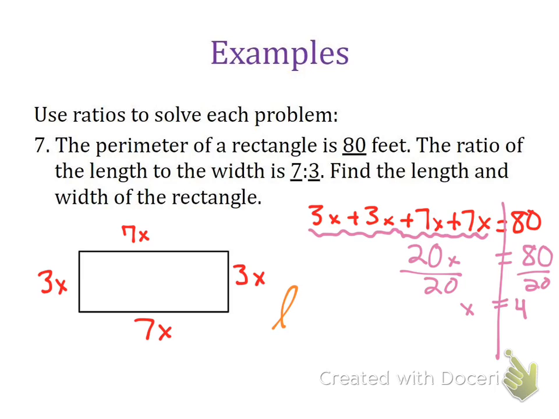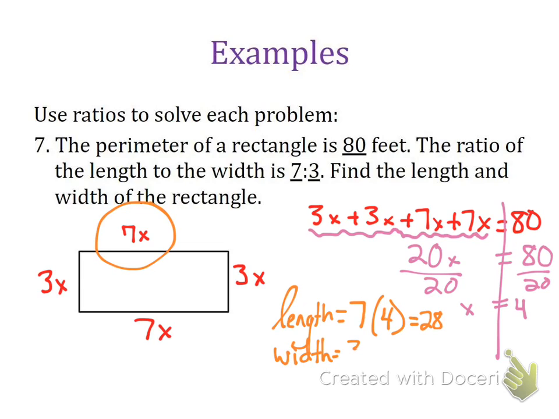What do I have to do? How do I find the length? You put the 4 back in. 7 times 4, which gives me 28. And my width, what am I going to multiply? 3 times 4, which equals 12.